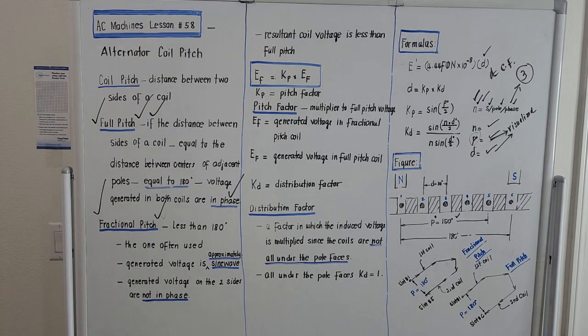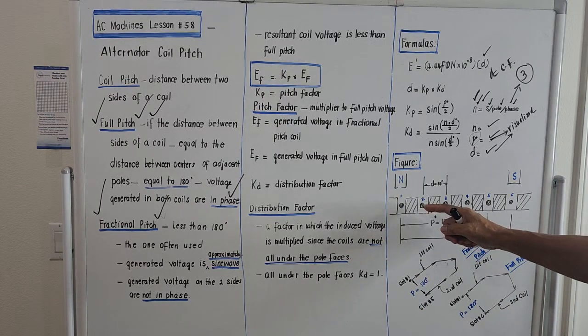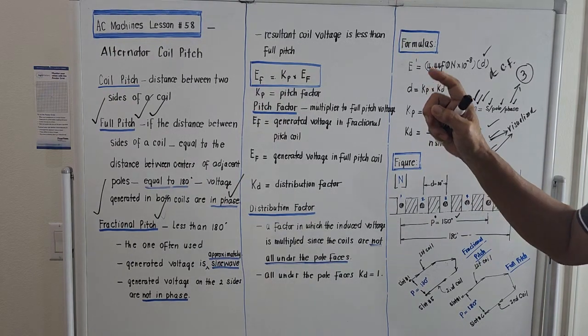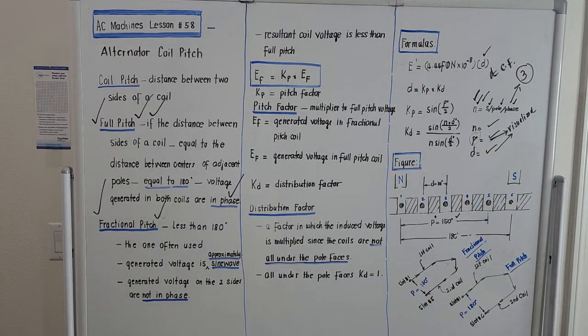So it could either be that it will go back at slot number 2, 3, 4, or 5, and we call that fractional pitch. Okay? That's the one they are using in the whole design of alternators.